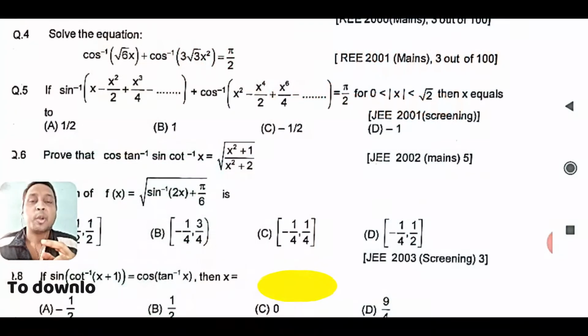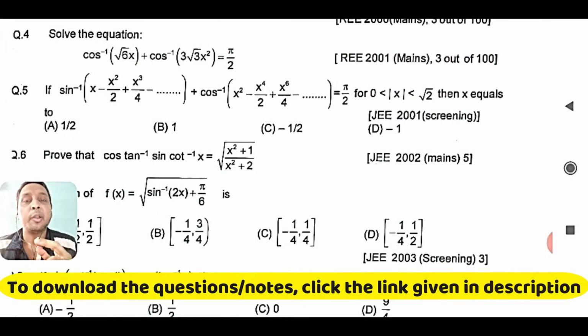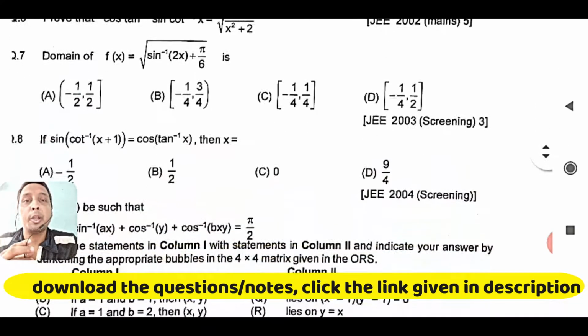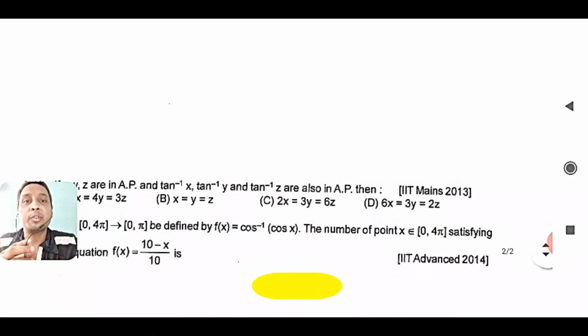Okay students, welcome you all to this new lecture in advanced level where you are solving previous year IIT JEE questions on inverse trigonometry. So in this lecture we will be solving from question number 4 to question number 12. Okay, then let's try to solve all these questions.